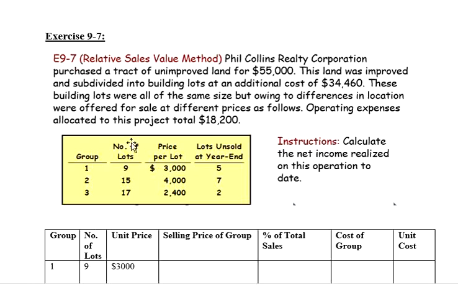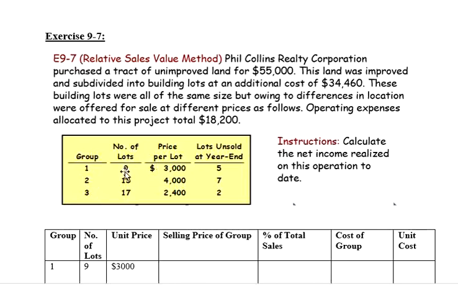Other than that, operating expenses are also given, $18,000. We are instructed to calculate the net income for the company using the relative sales value method. The information given to us is that we have three groups of lots: group 1, group 2, group 3. These are kind of like categories, like a 2-bedroom flat and a 3-bedroom flat, but size-wise the same. So we have group 1, group 2, and group 3.